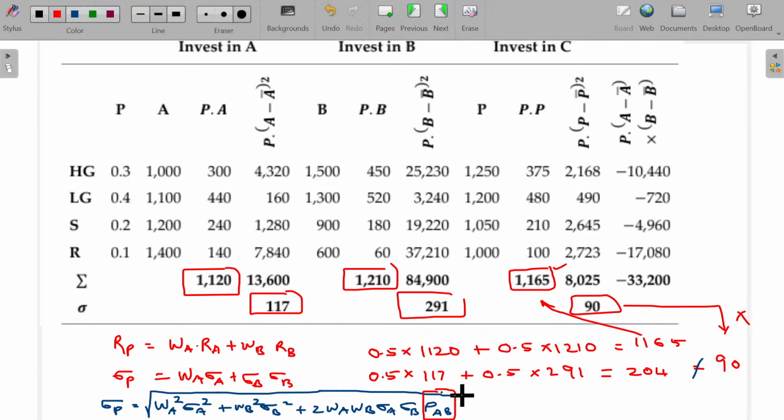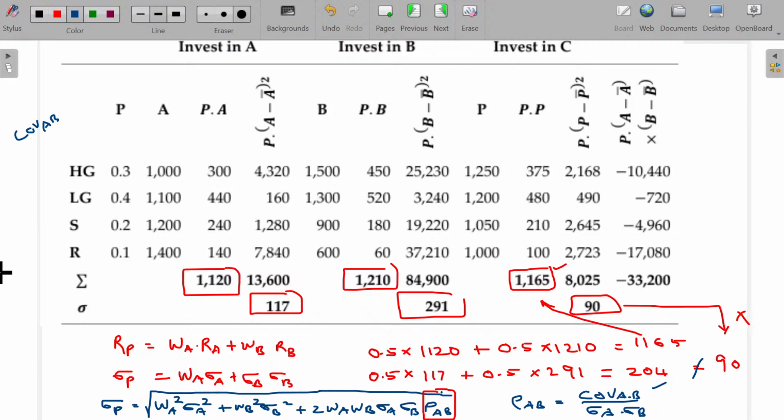Now, how to get the correlation of A and B, sir? To calculate the correlation between A and B, clear? Rho of A and B is equal to covariance of A and B divided by standard deviation of A and standard deviation of B. This is the formula for the correlation coefficient. Now, how do I calculate the covariance of A and B?